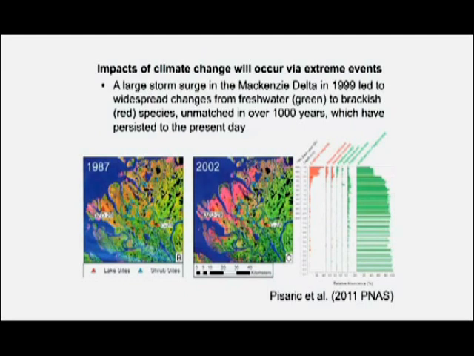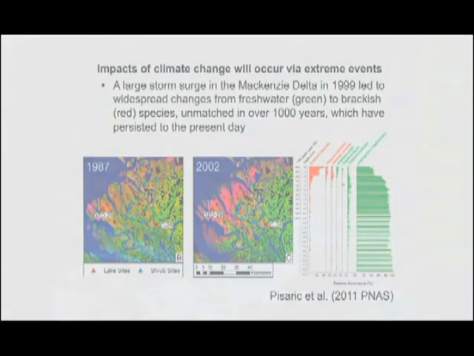This is not a linear scale, but then zoomed up for the last 10 years here, and you can see that this change has been unmatched in over 1,000 years, and it seems to have led to an irreversible change in the ecosystems from that one event. This is, I think, how climate change will happen in many cases. So we have to worry about this.